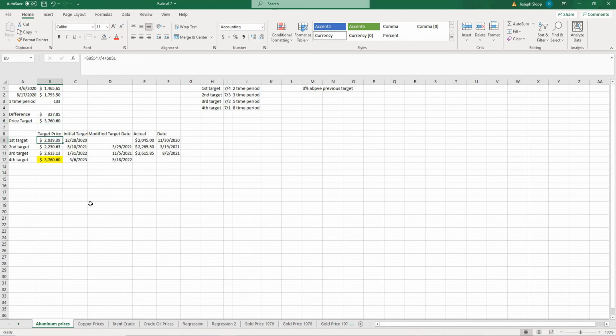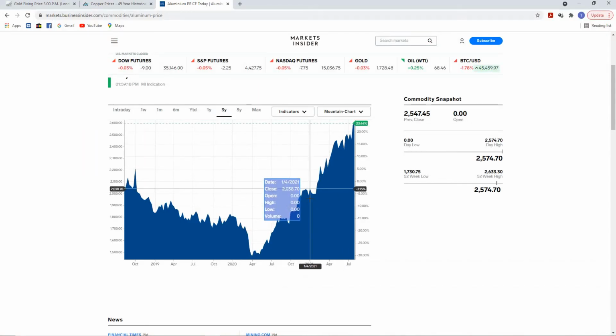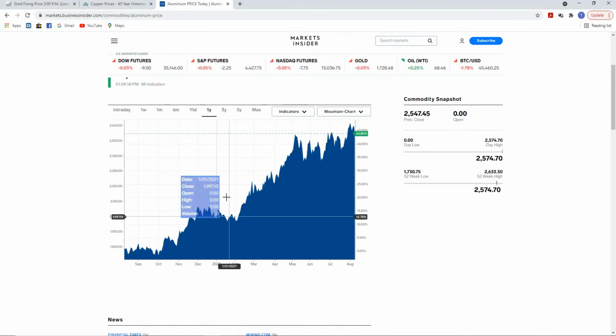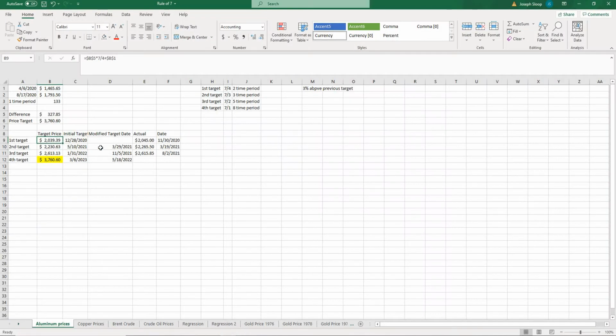Well, its first price target prediction is that you're going to reach about $2,040 on 12/28/2020. And sure enough, we actually went ahead of target, and at about 11/30/2020, we surpassed that and reached a price of about 2,045. Okay, so that price target was achieved ahead of schedule. So my modified target date kicked in and said that by the end of March we should be hitting a target price of about 2230.